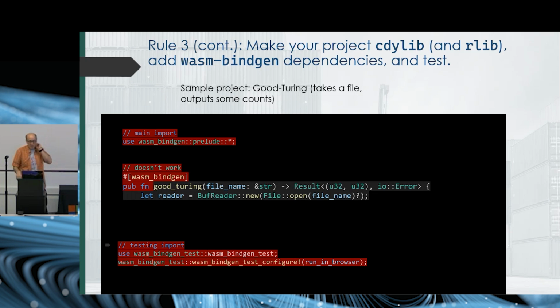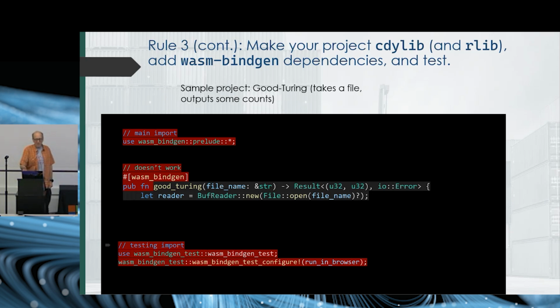We'll have to put a use statement up at the top to include the wasm_bindgen types, and if we have any test code, we'll also include this use statement you see down at the bottom to give us access to the right methods in the test code. And there's also a macro that configures the tests to literally run inside the browser.